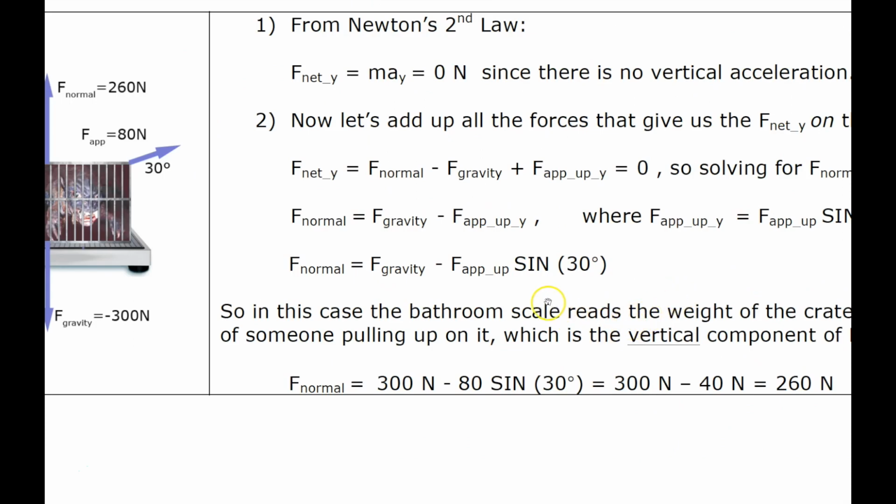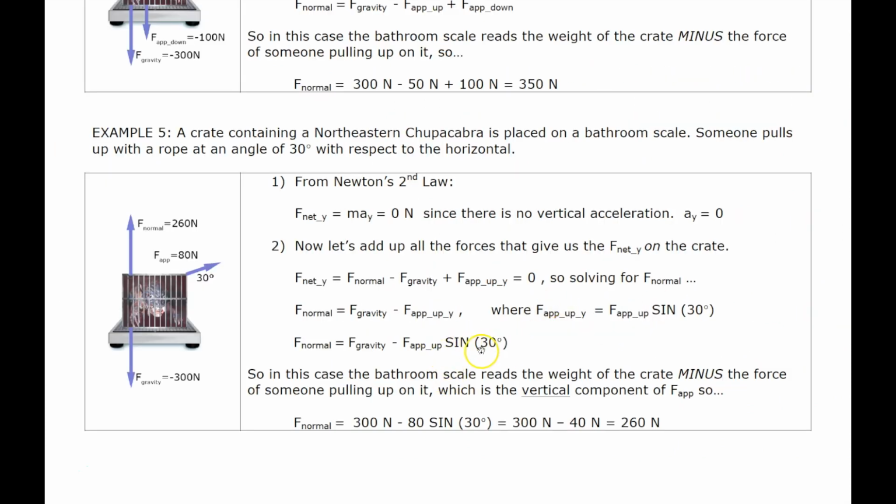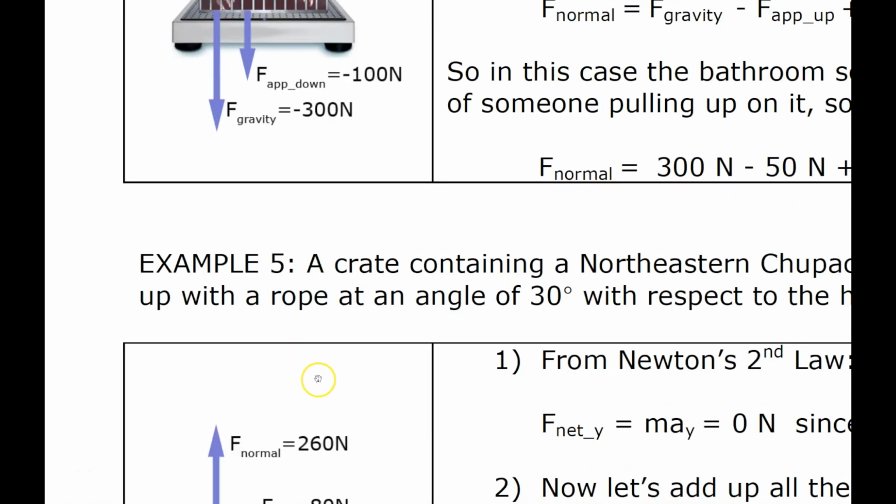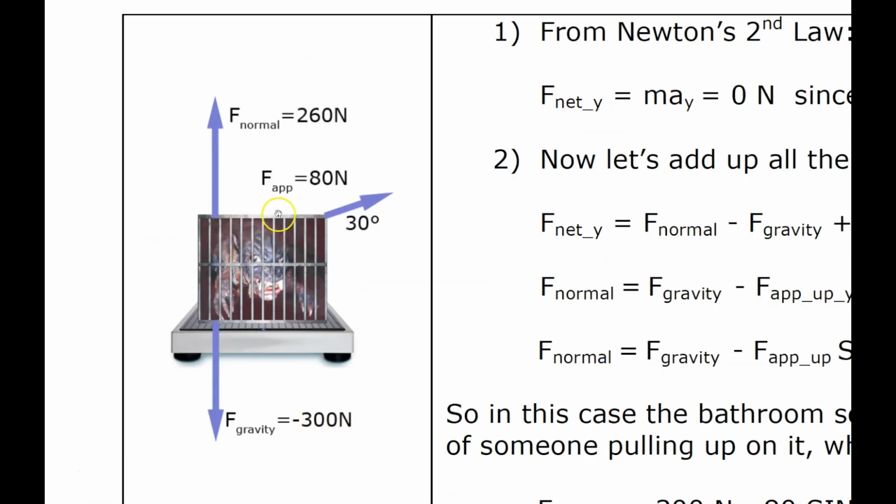So if we look over here, that sine of 30 degrees is what we need to multiply to the 80 to get the amount of force that's upwards. It happens to be the sine of 30 degrees is 1/2. So it turns out that if we have 300 newtons down here with the chupacabra's weight in the cage, someone's pulling up with an equivalent of 40 newtons upward. Okay, 80 newtons at 30 degrees will give us 40 newtons upward, which means that the bathroom scale would read 260 newtons, 300 minus 40 for 260, okay?